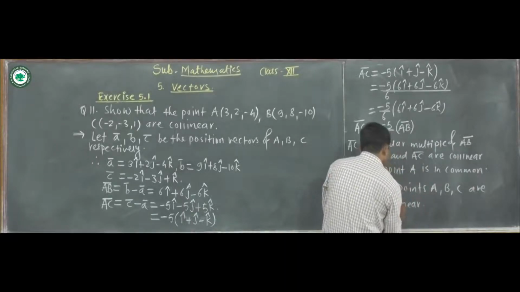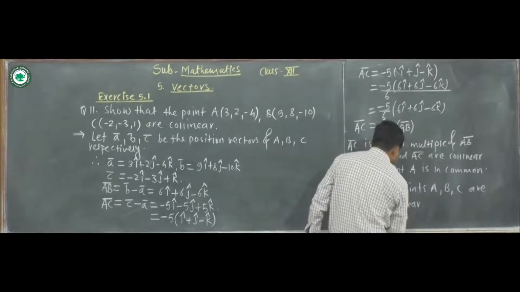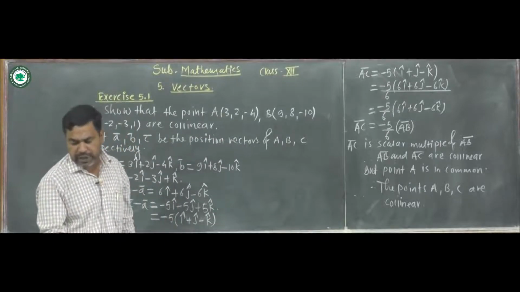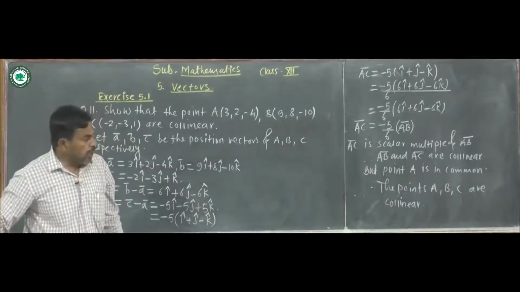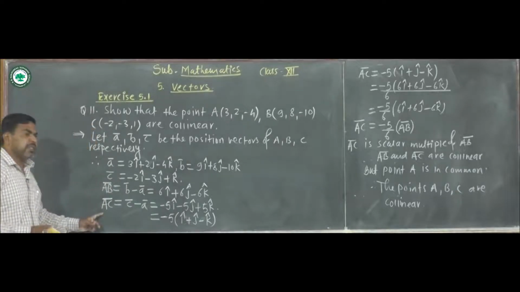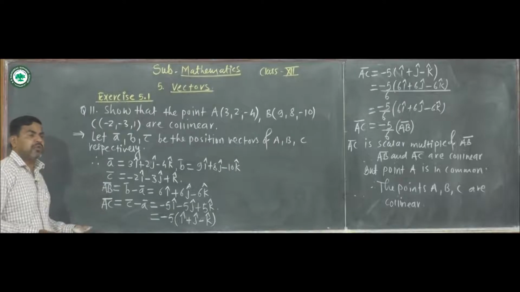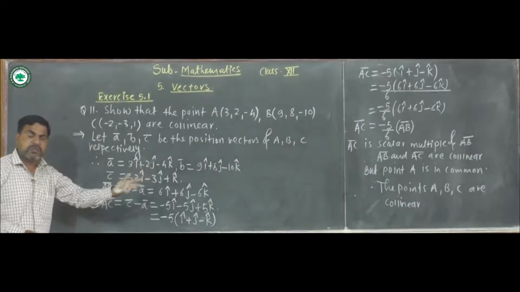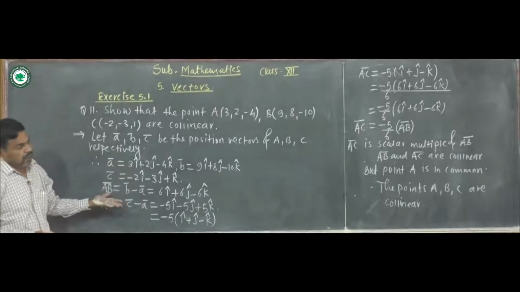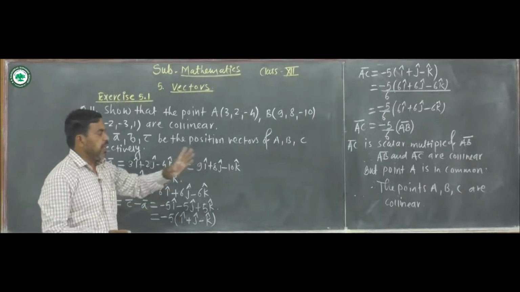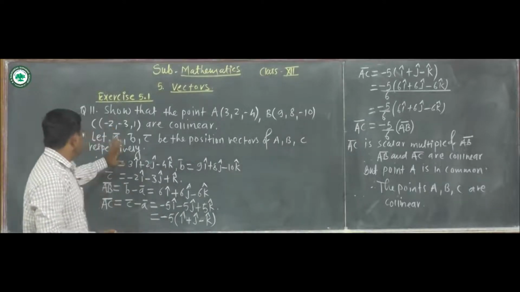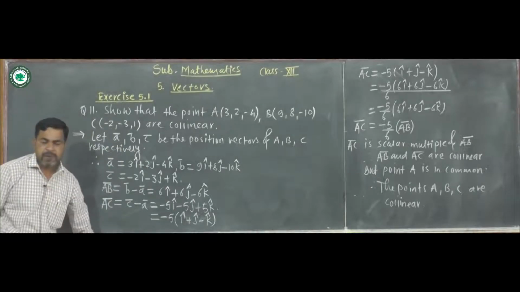So in this way we can show any 3 points are collinear. Here I have taken AB bar and AC bar. You may take AB bar, BC bar also and show that either AB bar is a scalar multiple of BC bar or BC bar is a scalar multiple of AB bar. Once we show this, it is the proof of collinearity of 3 points. So this is the complete solution for question number 11.